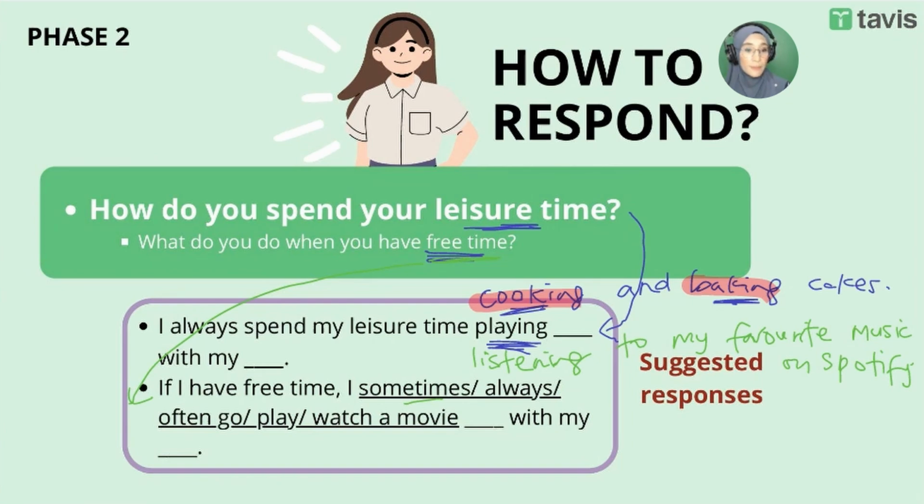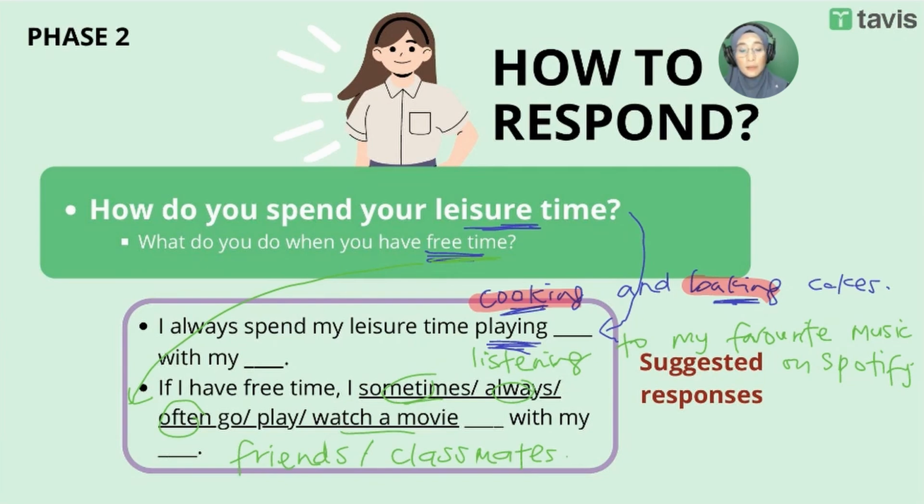I sometimes, or I always, or often. Okay, whichever, but it follows on the frequency. How long do you spend for that particular activity? So in this particular example given, if I have free time, maybe you want to use sometimes. I sometimes watch a movie, right? Watch a movie with my friends or with my classmates. All right, so you can say this as well.